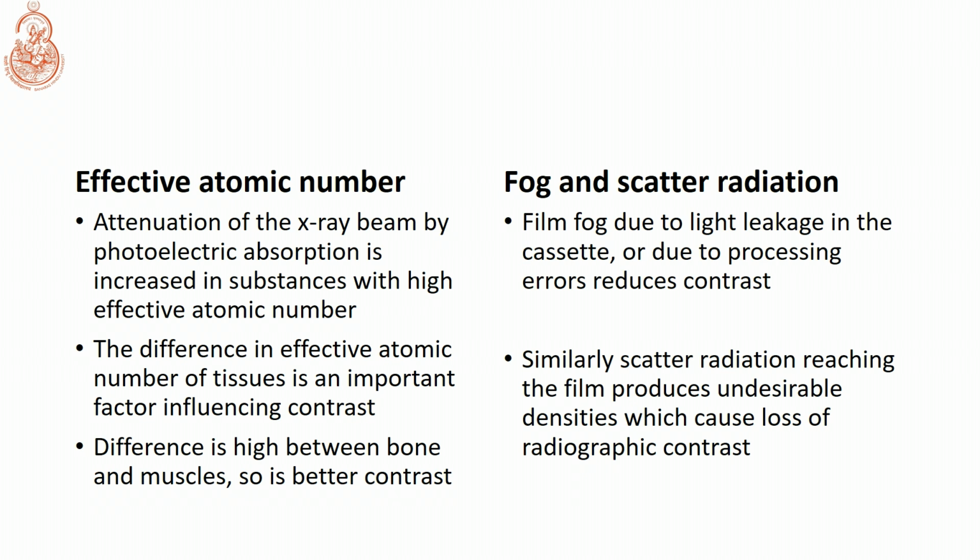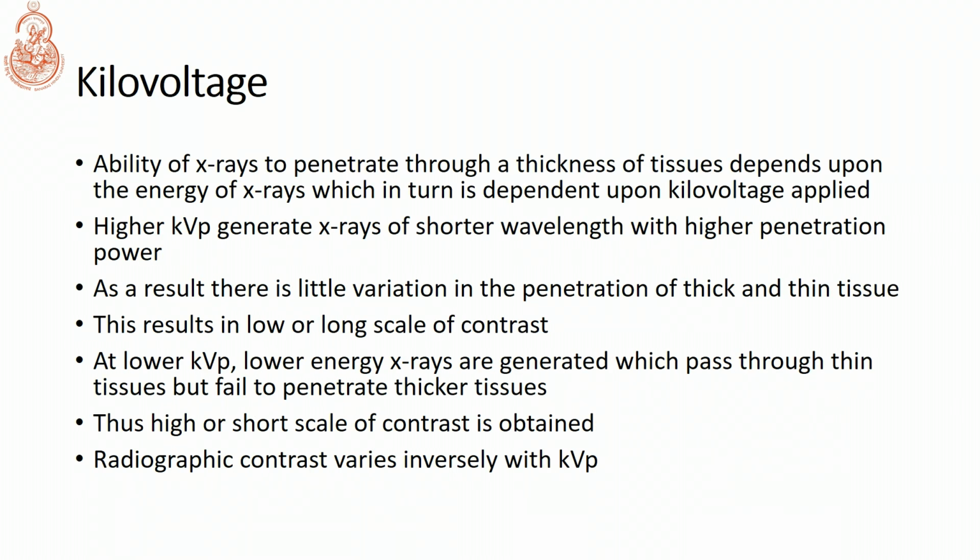The next one is the fog and the scatter radiation. The film fog, due to light leakage in the cassette or due to processing errors, reduces contrast. Similarly, the scatter radiation reaching the film produces undesirable densities which cause loss of radiographic contrast.